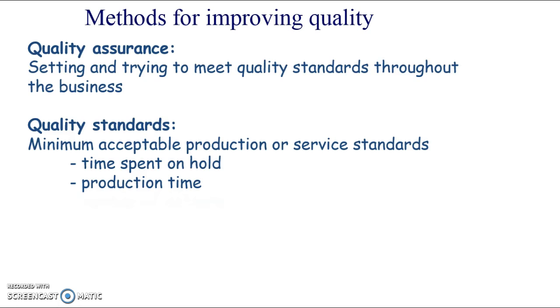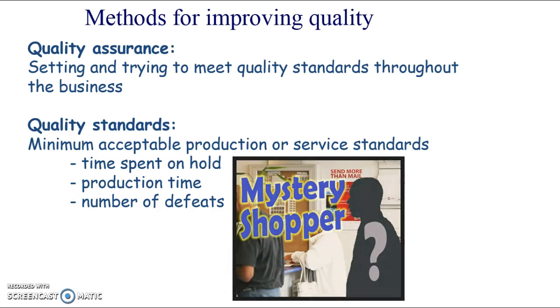The production time could be a quality standard, the number of defects, so the products that have problems with them, and a way to kind of check up, because the issue with quality assurance is you might set these minimum standards, but then you have to check that the business is adhering to these standards. So in businesses such as retail, where it's a service, we might have mystery shoppers checking up on those processes, or we might have an inspection team when it's more about manufacturing goods.